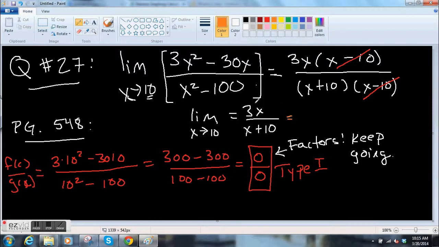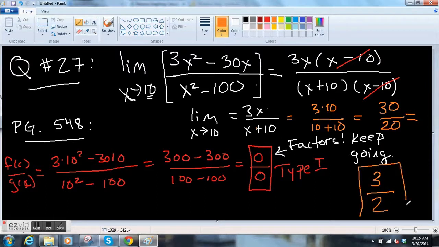And we can say, well, let's try this again. Plug 10 in there, we get 3 times 10, 10 plus 10. This is equal to 30 divided by 20. I'm doing this without my calculator, people. Equals 3 halves. Whoa! So this whole big messy thing turned into 3 halves, and you do it by factoring.